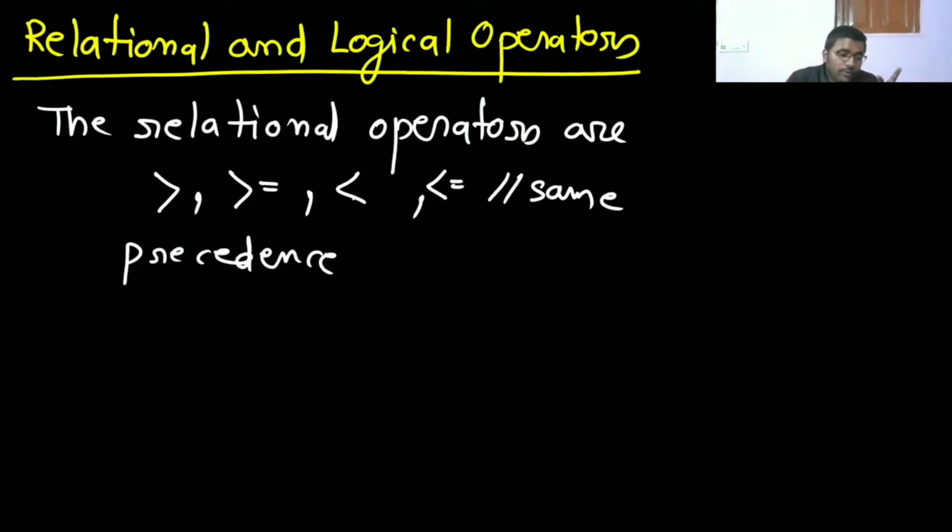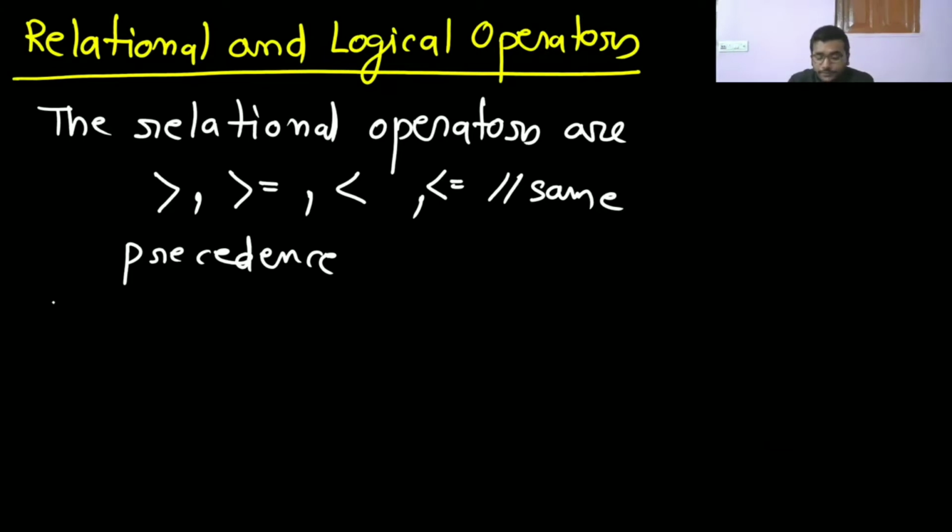Whenever any two operators have the same precedence, we go to the associativity, which means whether they evaluate from left to right or right to left. So its associativity is from left to right. It is just below the equality operators.